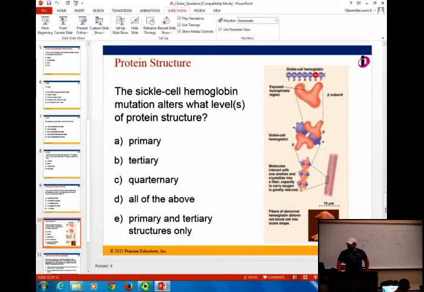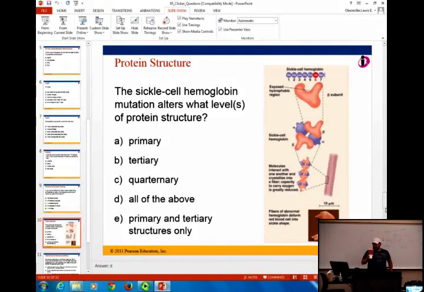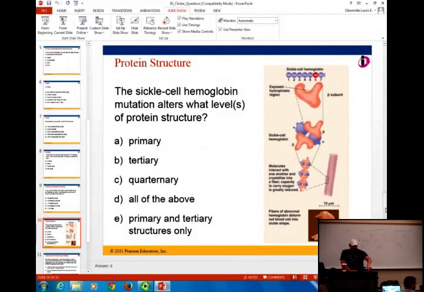Is that the only answer? Yes, the correct answer is all of those, because if you alter the primary and you don't alter the secondary, it wouldn't have an effect on the ultimate protein shape. So you know it has to alter the secondary. Now we have to switch to this one.